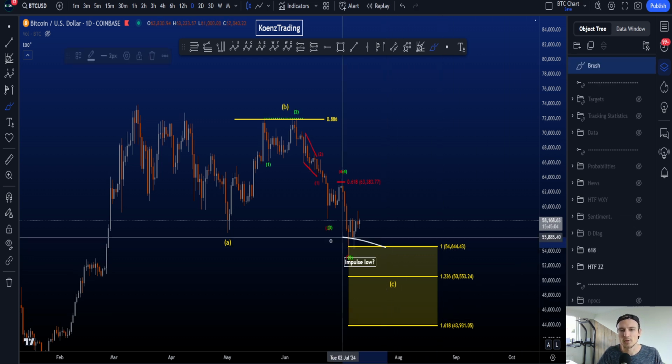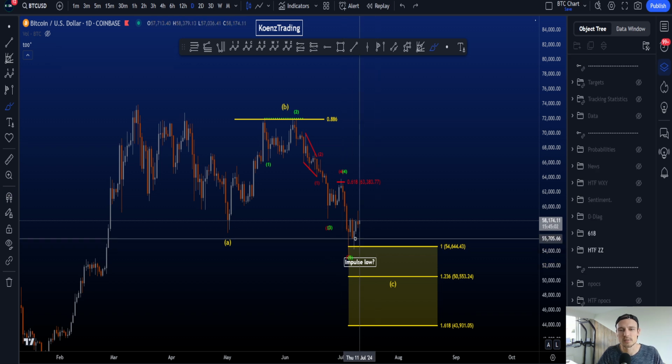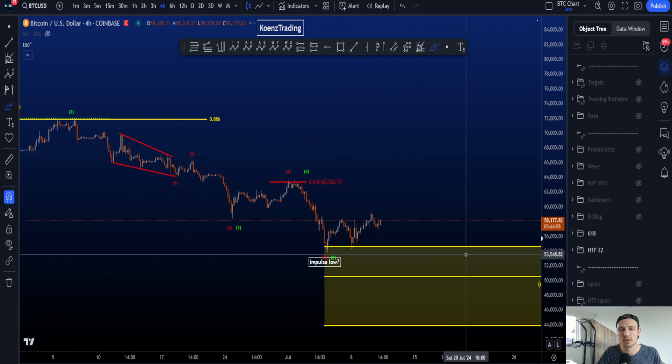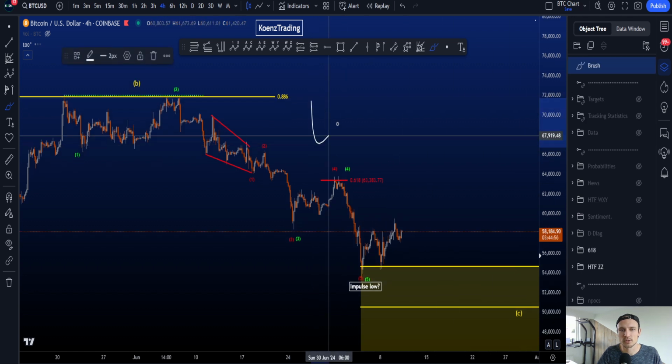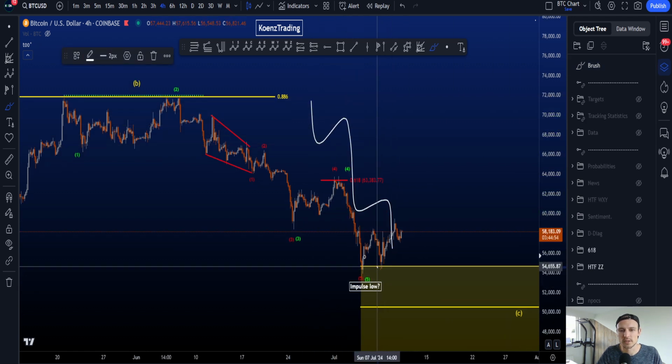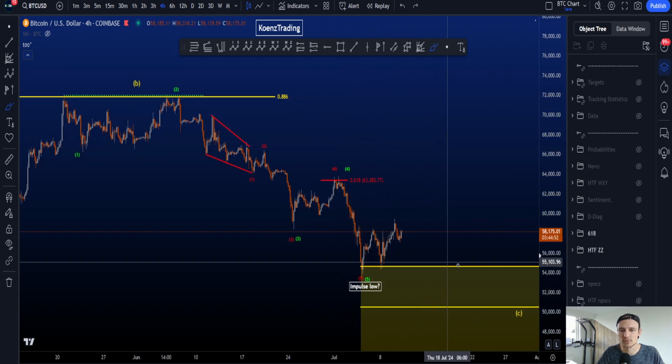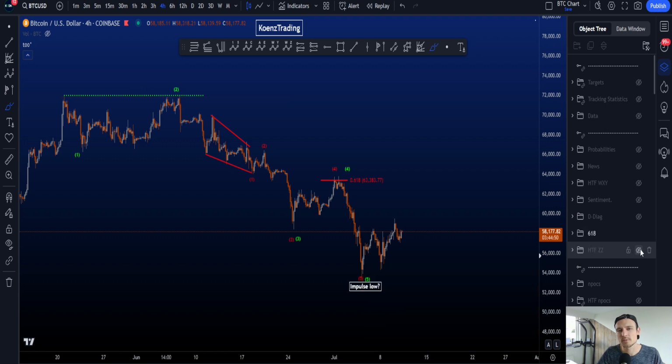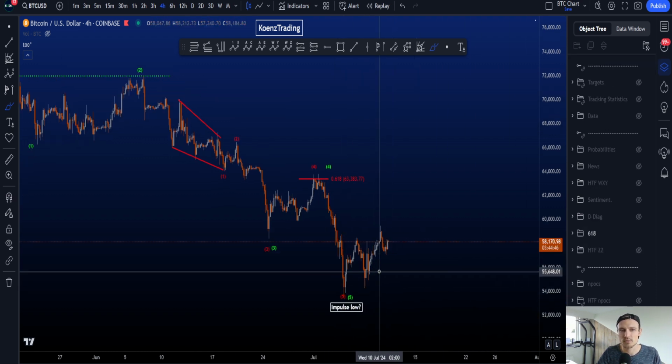Now, if the low over here is in, wave C is finished, and we look for continuation towards the upside, then we want to be able to count a solid impulse, a 5-wave move to the downside that ends at the low. So the question is, can this be an impulsive low? Now let's have a look, starting with the red count.